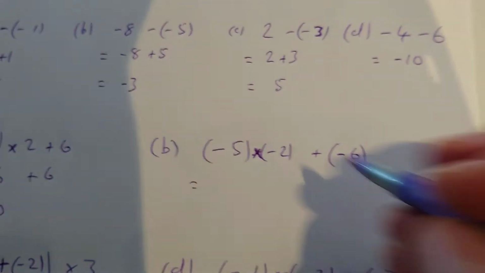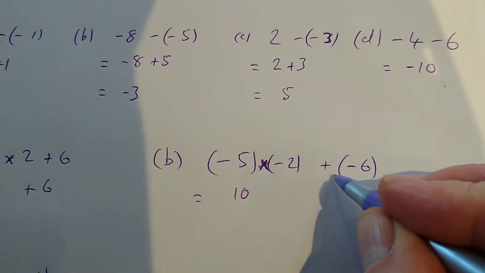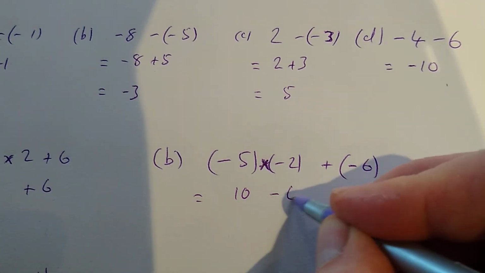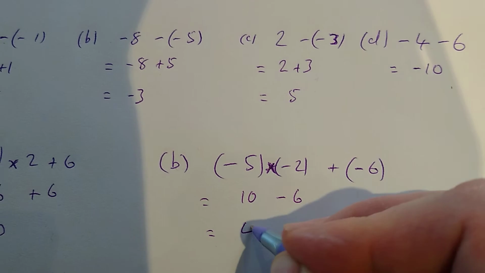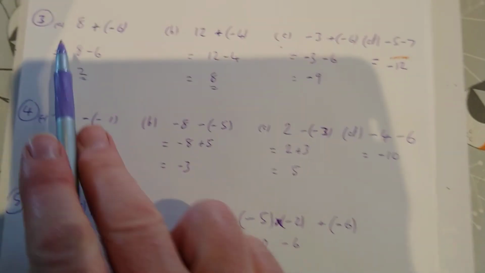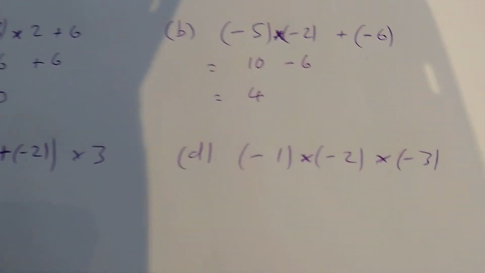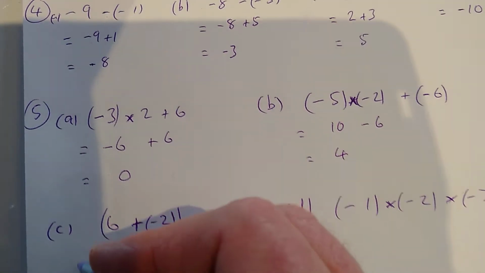Part B, -5 times -2 is 10. A negative times a negative is a positive. And we're adding on -6, which is taking away 6. Have a quick scroll back through your video to the start of question 3 if you just want a wee recap on that last bit there. And part C and part D.